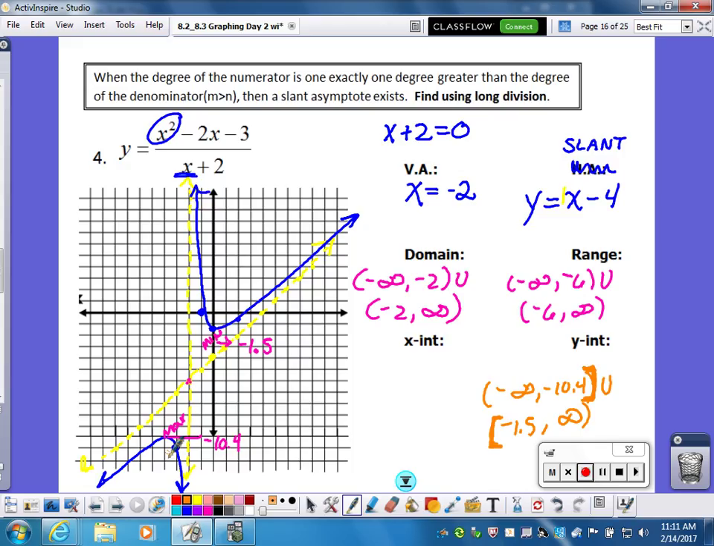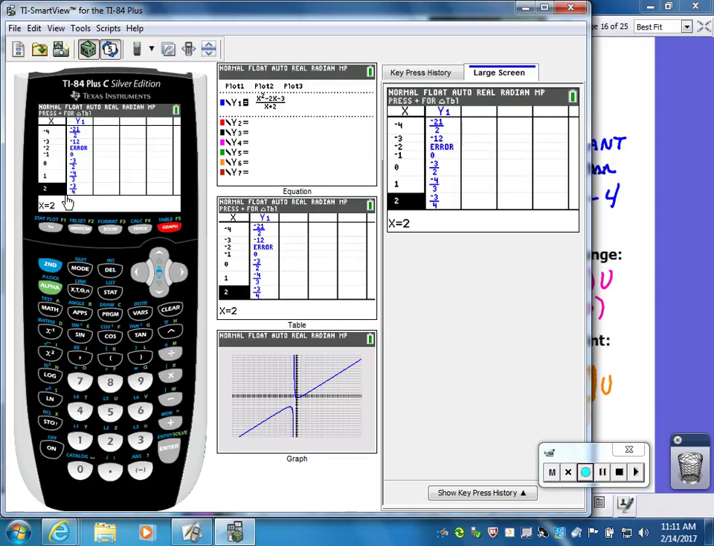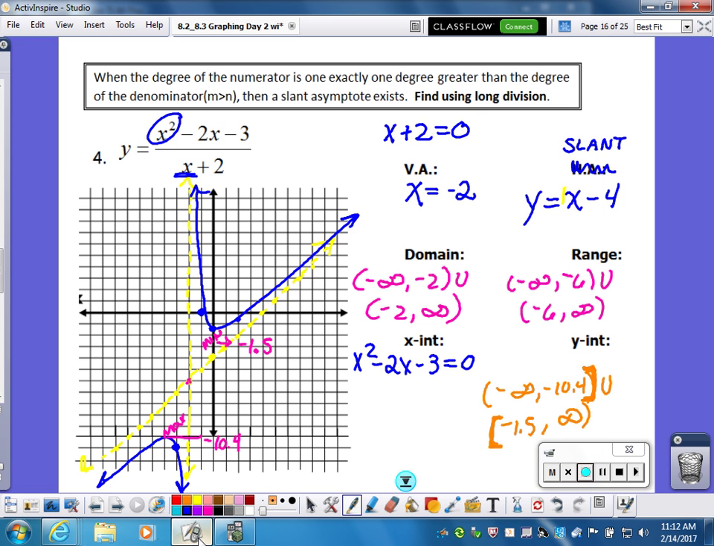X-intercept, remember my trick is that it's always where the numerator equals 0. So you certainly could solve that. We know how to solve a quadratic. Or, just so happens, we did get a little lucky here. If you go to your graph, go to your table, we are lucky because look at what we have: negative 1, 0, 3, 0. Yay, they were nice integer numbers.